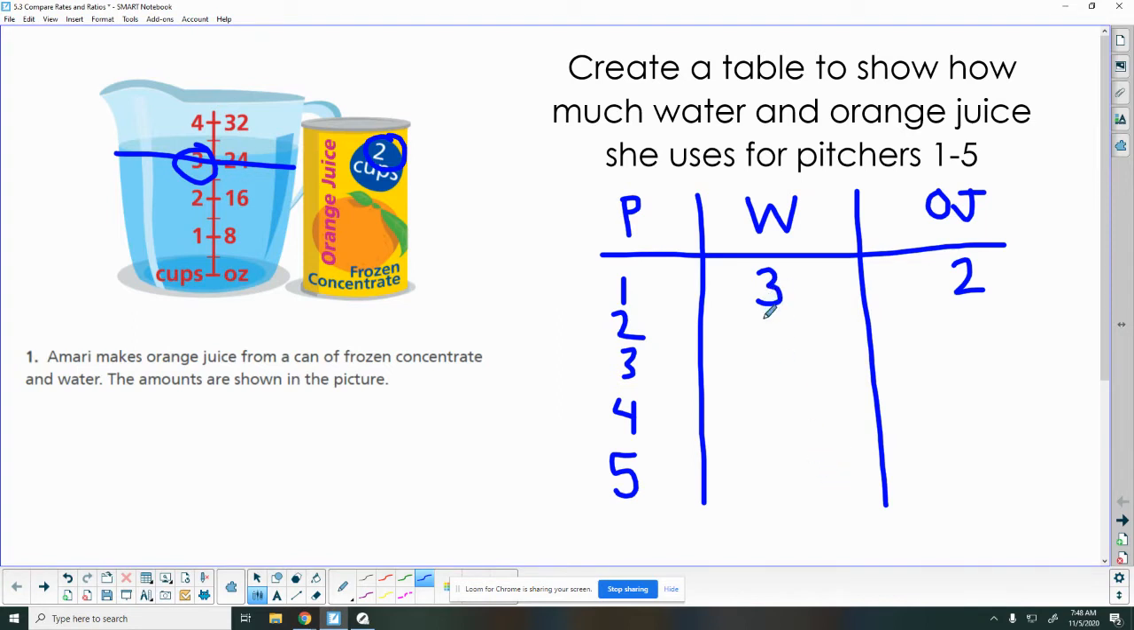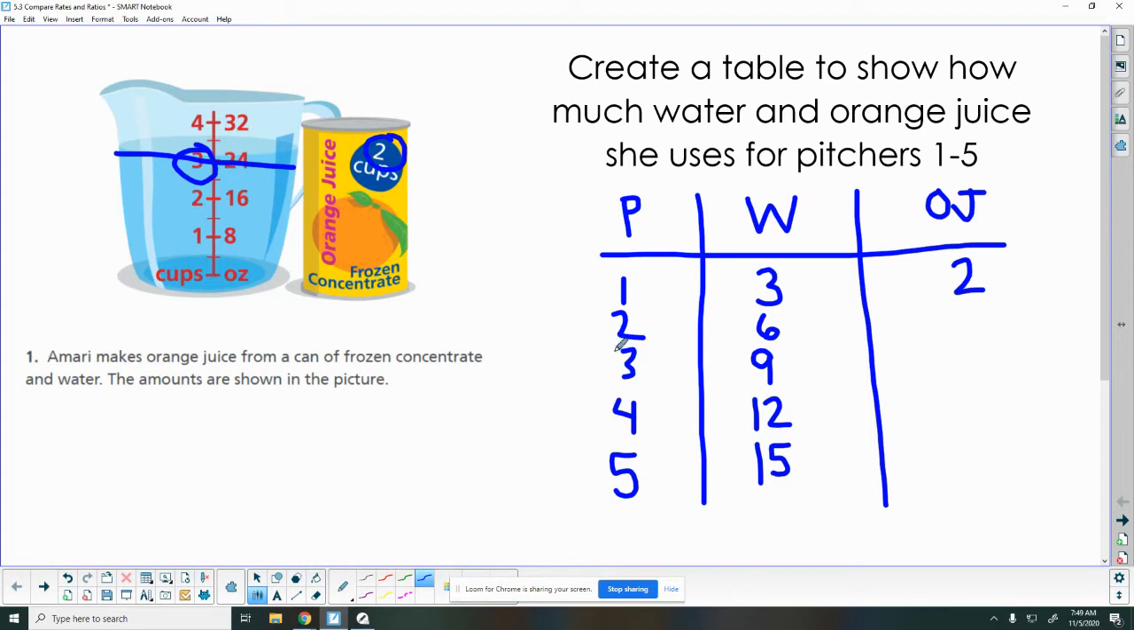Okay, so I'm saying for 2 pitchers, she needs 6 cups of water, then 9 cups of water, 12 cups of water, and then 15. There's lots of ways I could do this. 3, 6, 9, 12, 15. I'm just counting by multiples of 3. Or I can say 1 times 3 is 3, 3 times 2 is 6, 3 times 3 is 9, 3 times 4 is 12, 3 times 5 is 15.